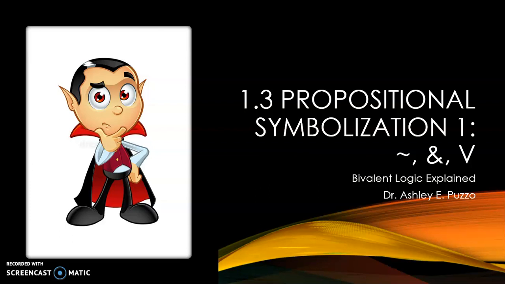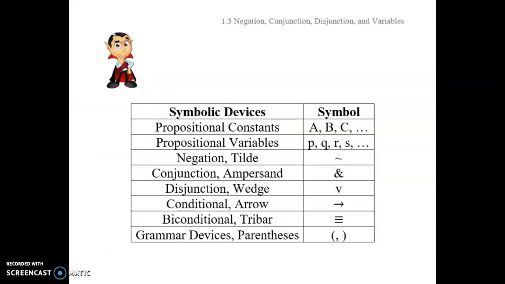What's up, Logic fans? We're hitting our first section on propositional symbolization today. So section 1.3, we're going to learn about negation, conjunction, disjunction, as well as propositional constants and propositional variables. Let's rock. Okay, so let's do a little bit of overview here.